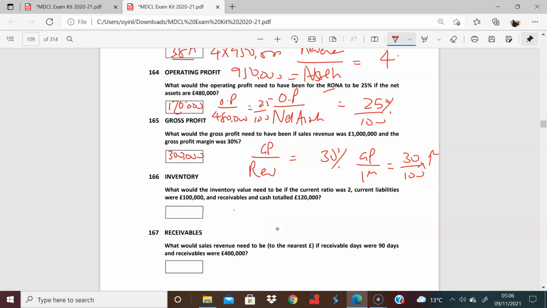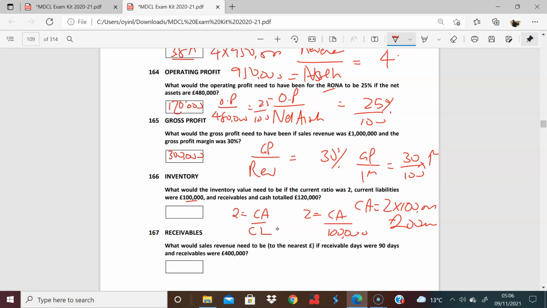Again here, we've been doing this all day, haven't we? Current ratio is 2, and that's equal to current assets over current liabilities. We know what current liabilities are. They're 100,000. So 2 is equal to CA over 100,000. So therefore CA is equal to 2 times 100,000. So CA is equal to 200,000.